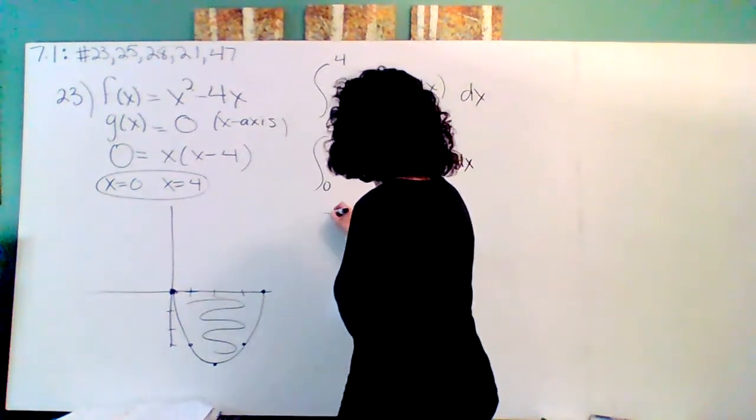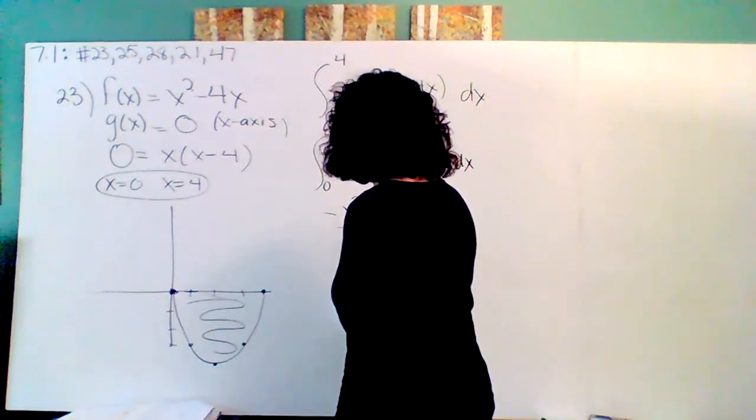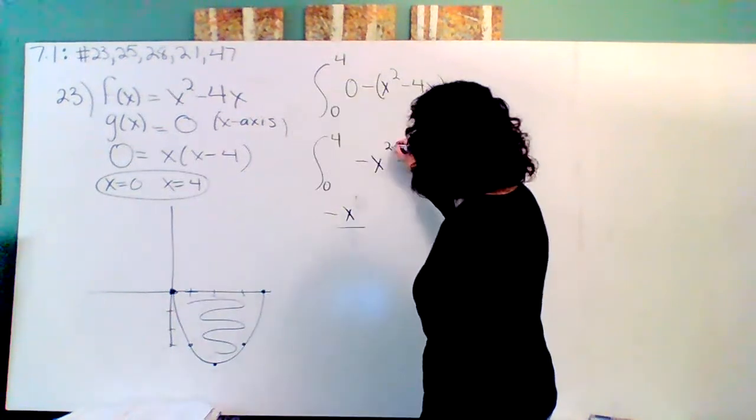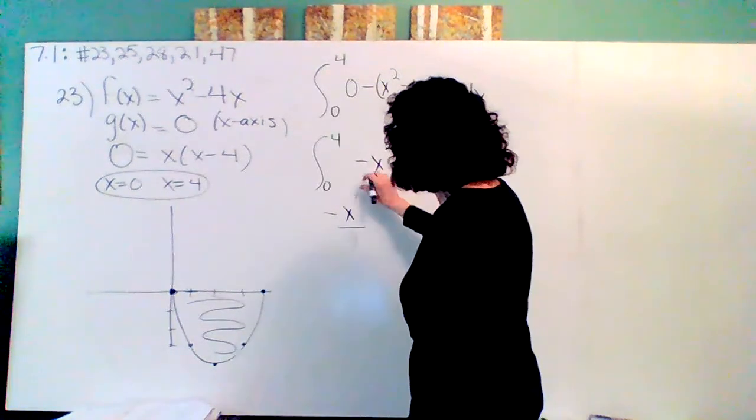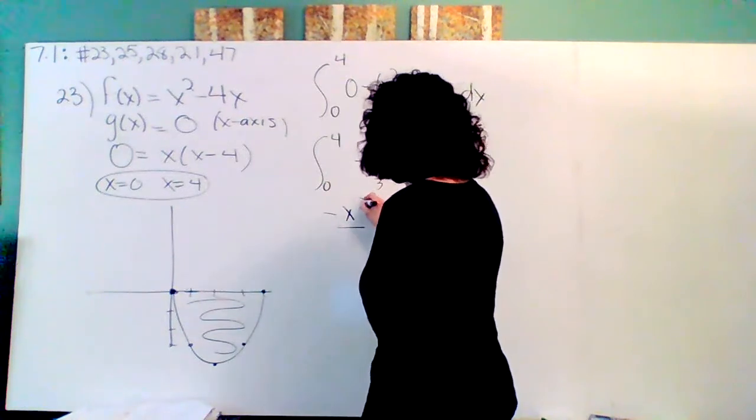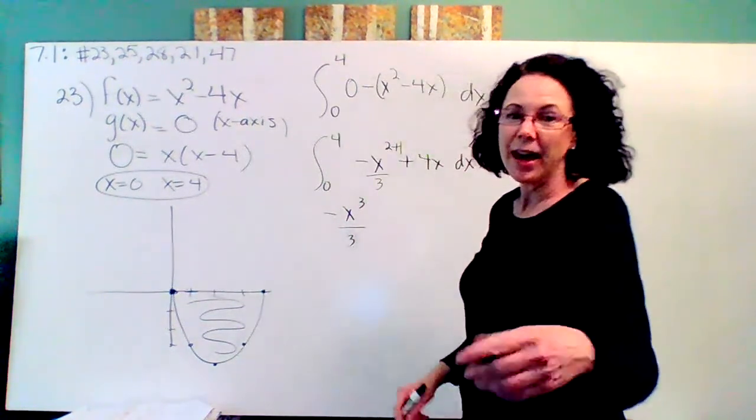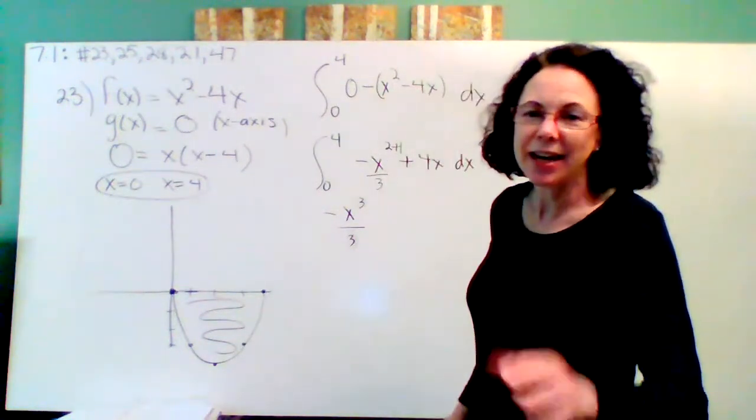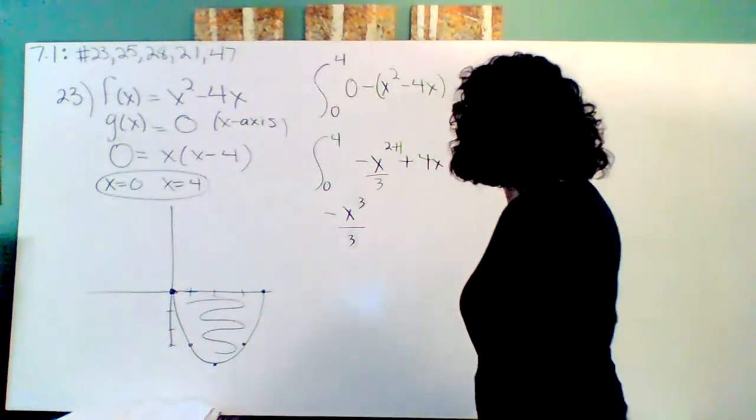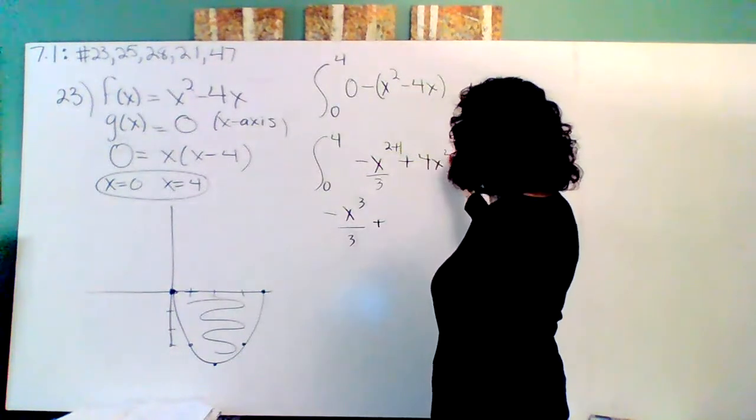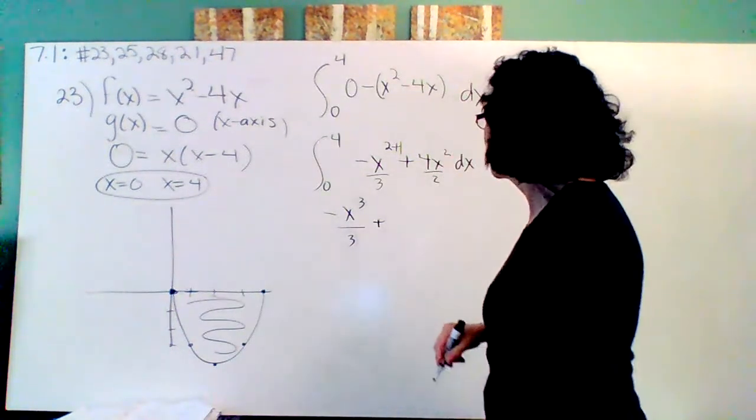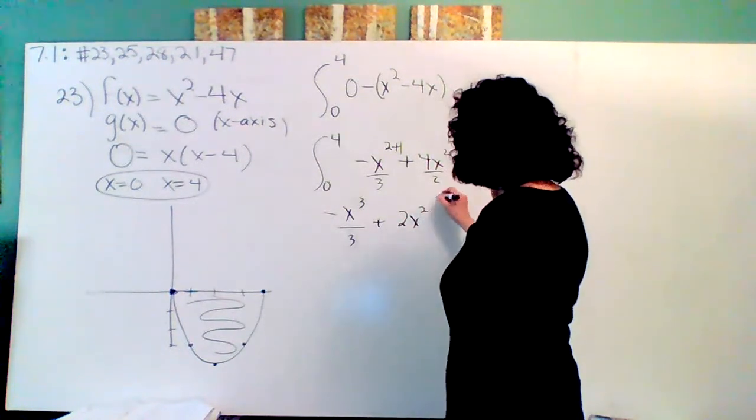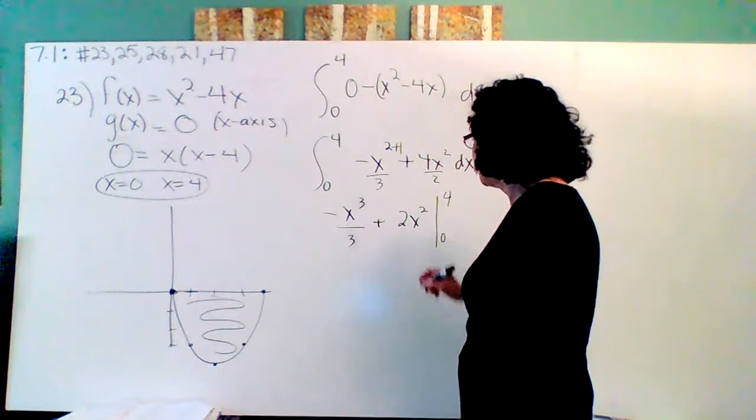Let's go ahead and integrate. Add 1 to the exponent, divide by the new exponent. That's -x cubed over 3. Plus, add 1 to the exponent, divide by the new exponent here, and we get 2x squared. Let's evaluate that from 0 to 4.